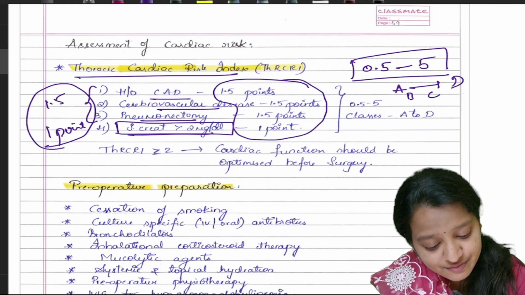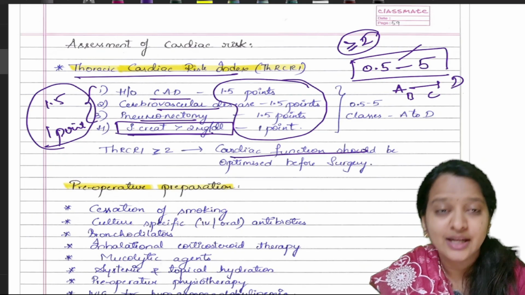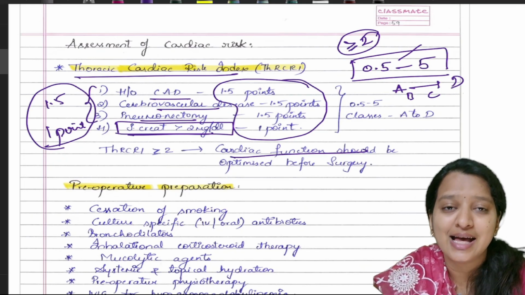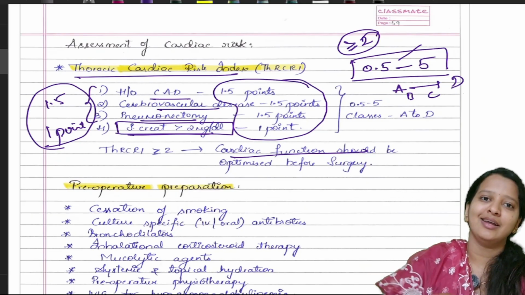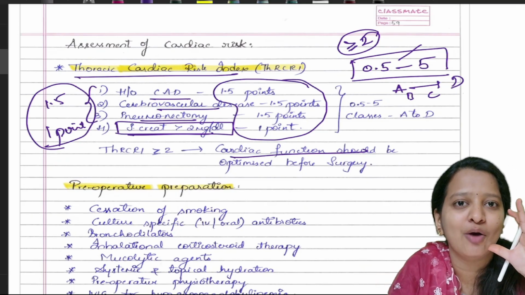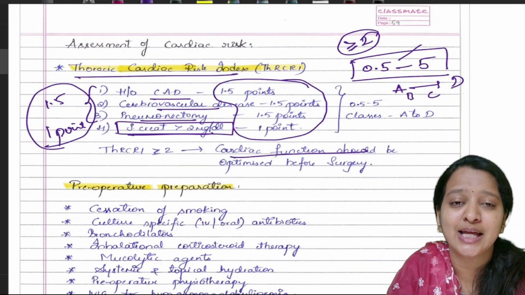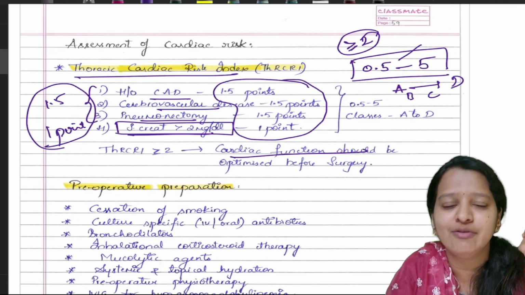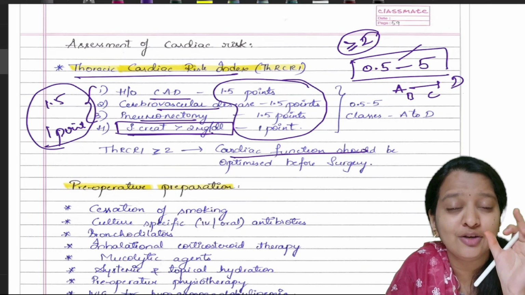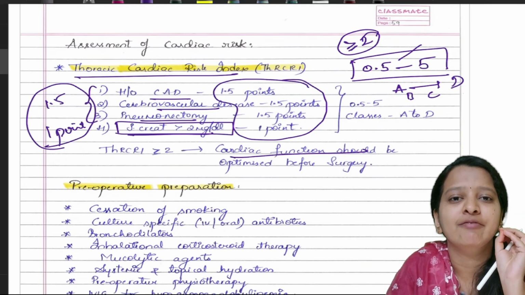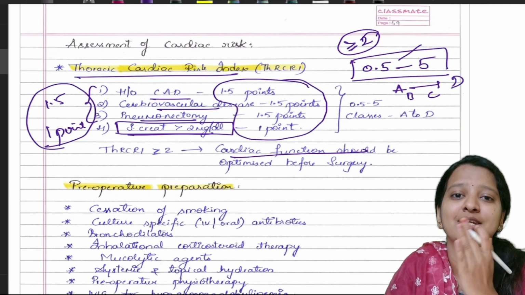In this score, if the score is greater than or equal to 2, that means cardiac function is not good and it has to be optimized prior to the surgery. So this is the thoracic cardiac risk index. We have learnt about the routine tests, specific tests, the 3-leg stool test, and the other tests, which include ventilation perfusion scintigraphy, ventilation perfusion scanning, and the thoracic cardiac risk index. And the number you have to remember is that if the index is greater than or equal to 2, you have to optimize the cardiac condition also.